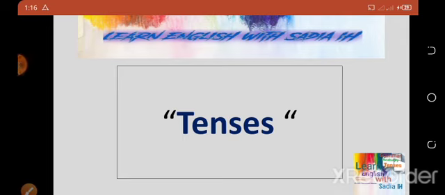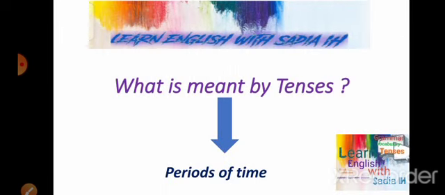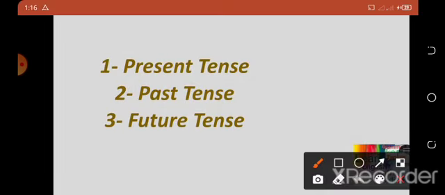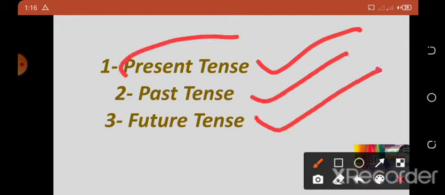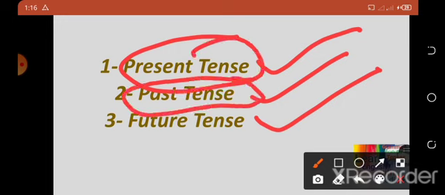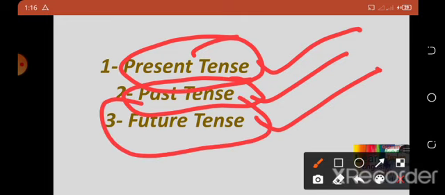So today in this video I am going to discuss the tenses. So firstly we are going to look over the word tenses. What does that mean? Here we go. So tenses means the periods of time, and there are three periods of time. The first one is the present tense, the second one is the past tense, and the third one is the future tense. So the present tense is referring towards the present time, the past tense is referring towards the past time, and the future tense is referring towards the future time.